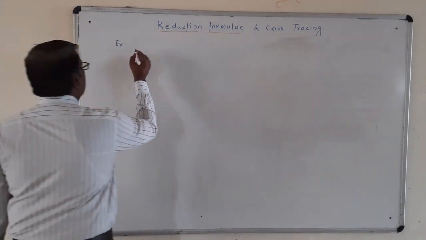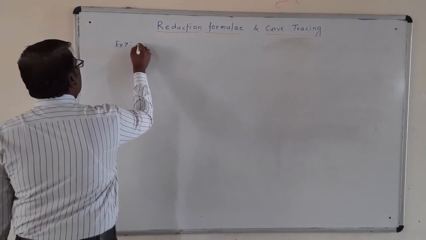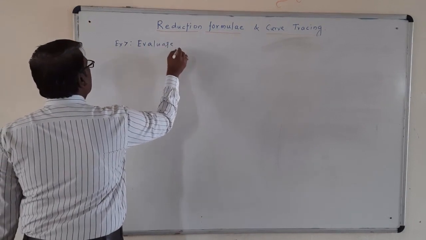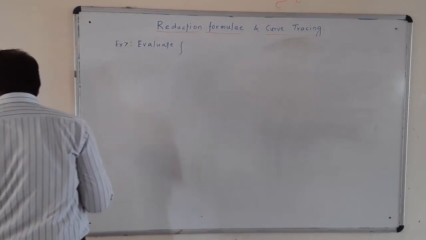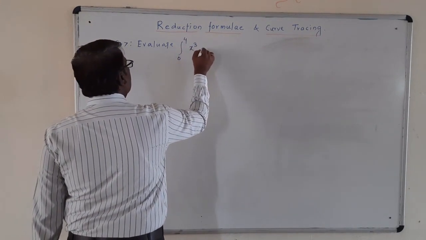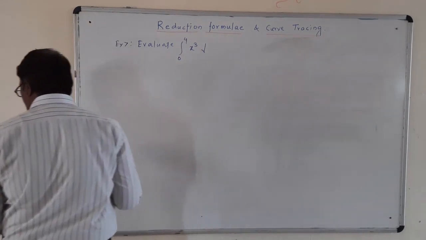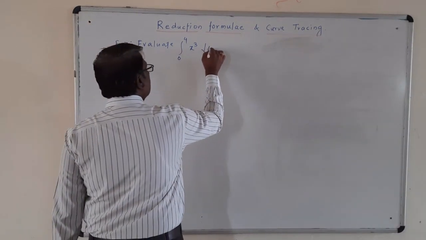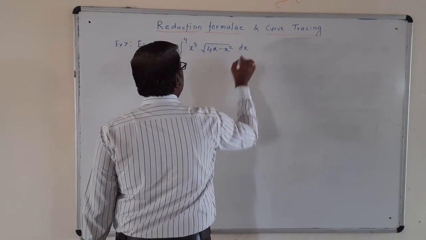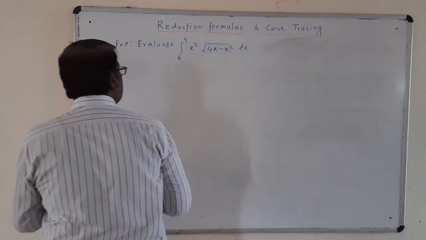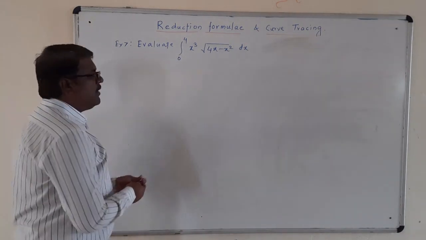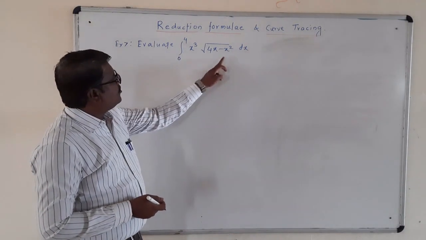Example number 7. Evaluate the integral from 0 to 4 of x cube into root of 4x minus x square dx. So again it is of similar type as that of the previous example. Now here also we have to go for substitution.